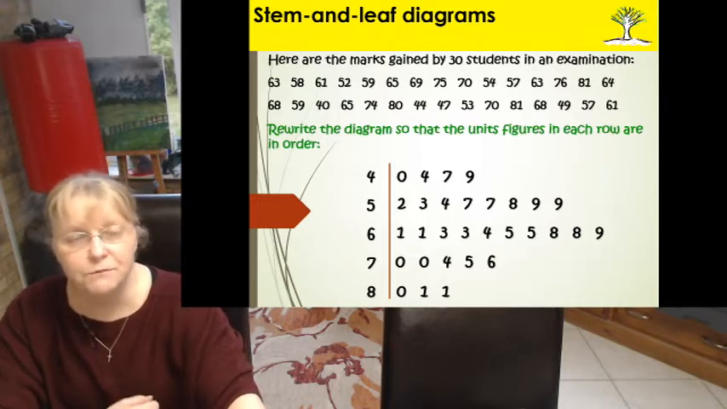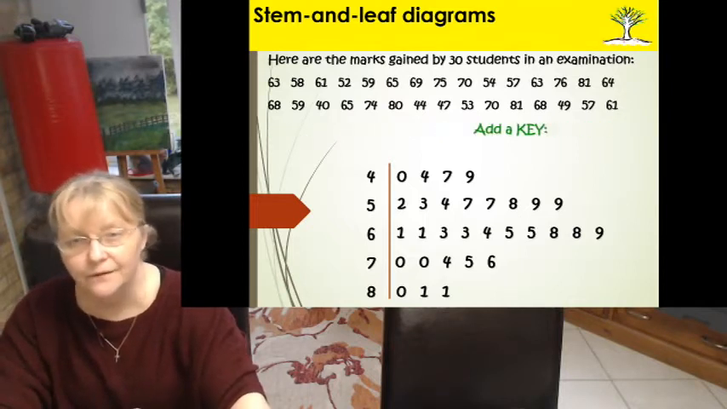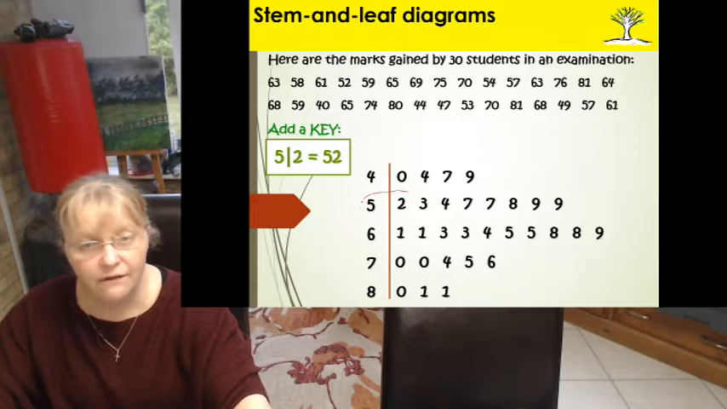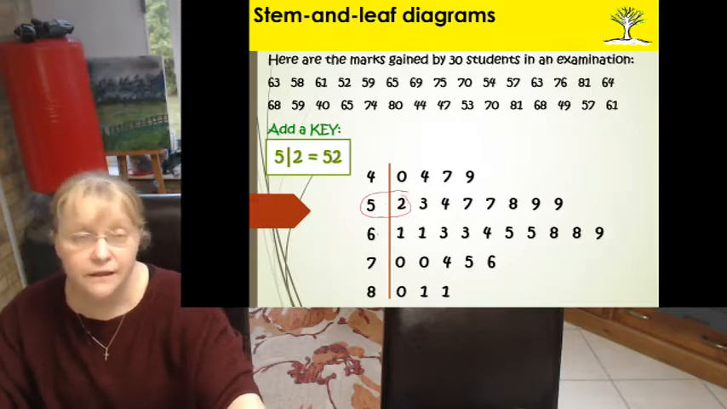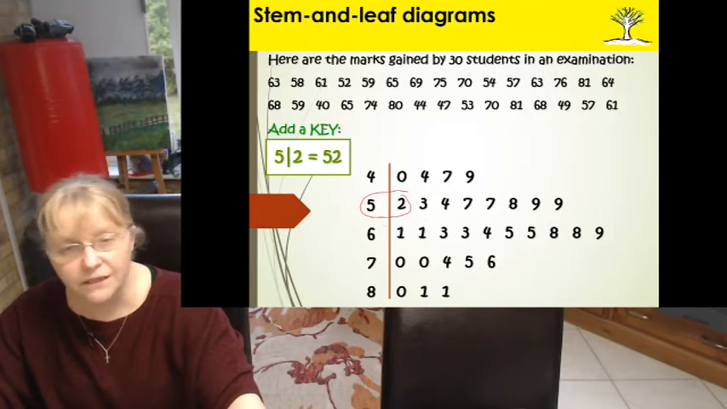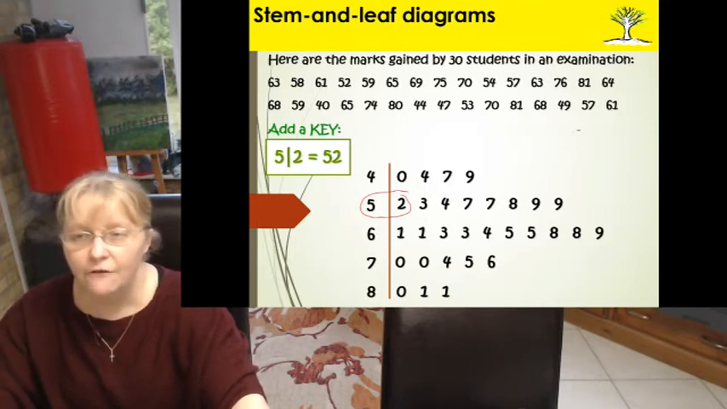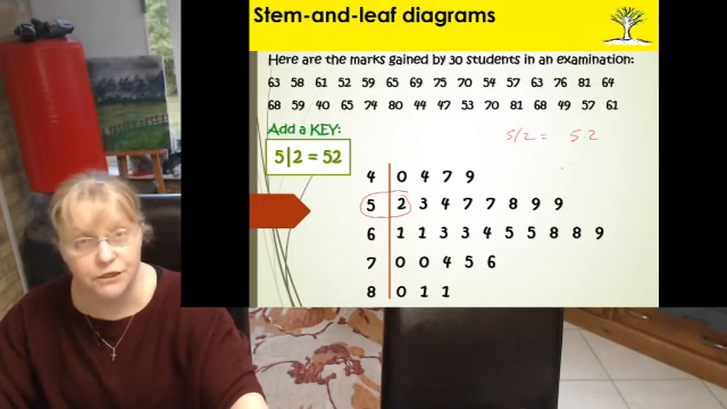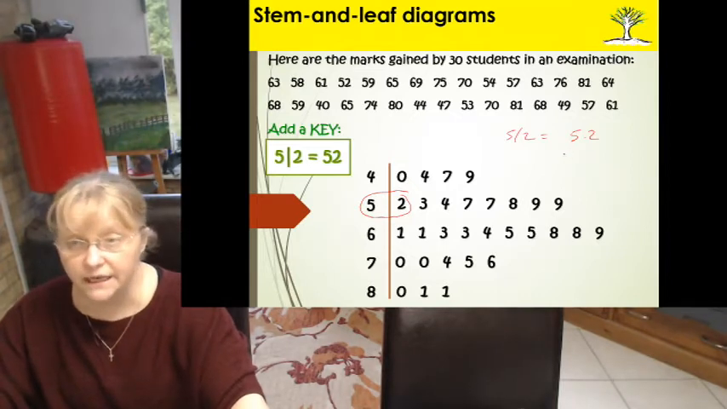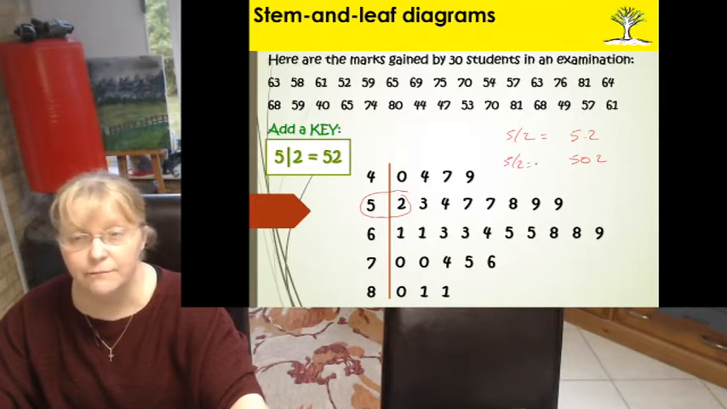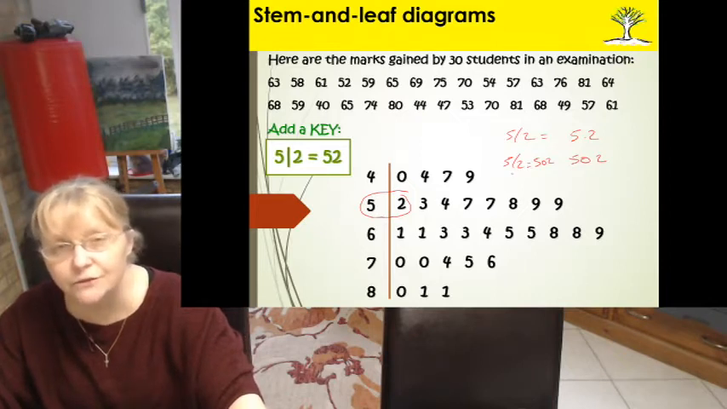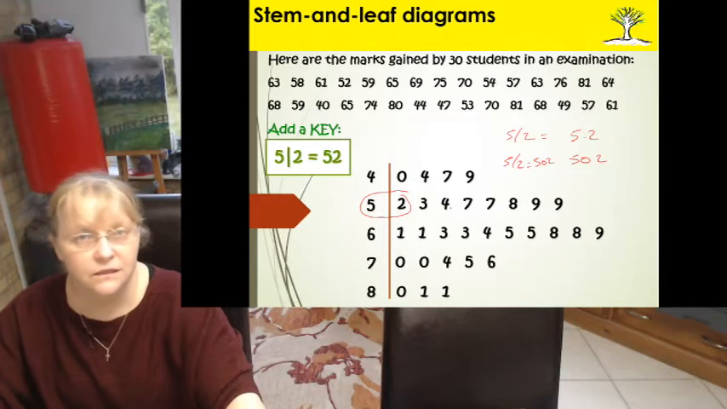Now, a stem and leaf diagram doesn't work unless you have a key. So, the key means 5/2, which is just written here, 5/2, and I'm just telling you that that represents 52. Now this can represent whatever you want. You could have 5/2 equals 5.2 if that's how you wanted it, or you could even say 5/2 representing 502. And this is why it's really important to write a key, because it could mean anything including those numbers. So write the key.